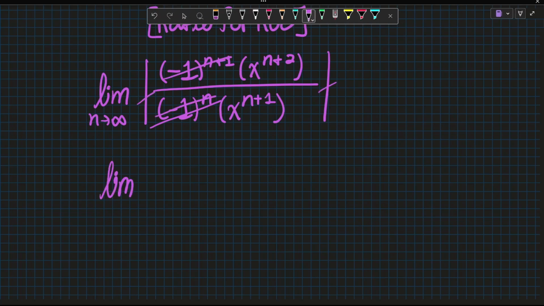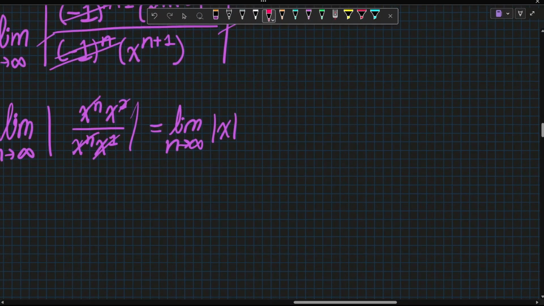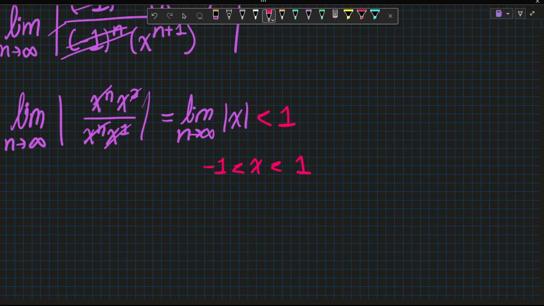Alright, so you're left with the limit as n approaches infinity of the absolute value of x to the n, x to the 2 over x to the n, x to the 1. These cancel out, this cancels out. This gives you the limit as n approaches infinity of x. And then basically we force this behavior to converge. So we say this must be less than 1 for it to converge, which means the radius of convergence is between 1 and negative 1. So we extract that the radius of convergence is equal to 1.